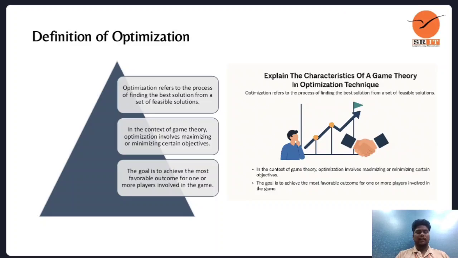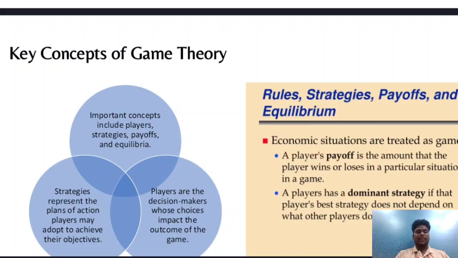Coming to the next slide, key concepts of game theory. Important concepts include players, strategies, payoffs, and equilibria. Strategies represent the plans of action players may use to achieve their objectives. Players are the decision makers whose choices impact the outcome of the game.